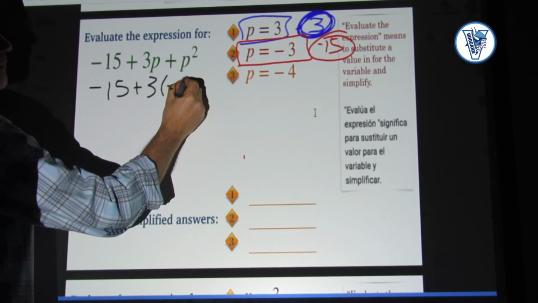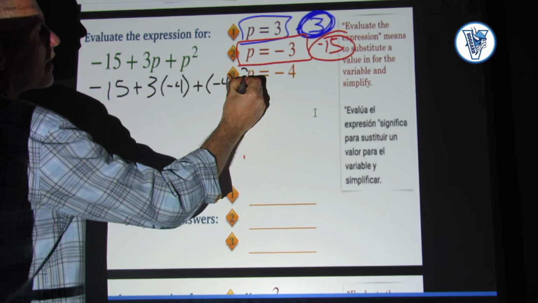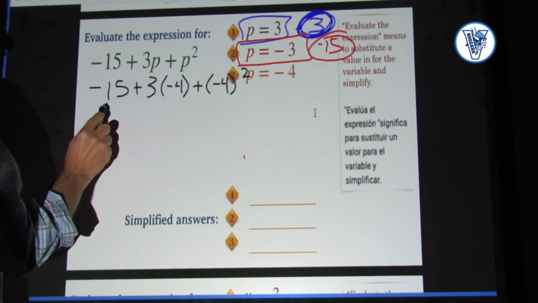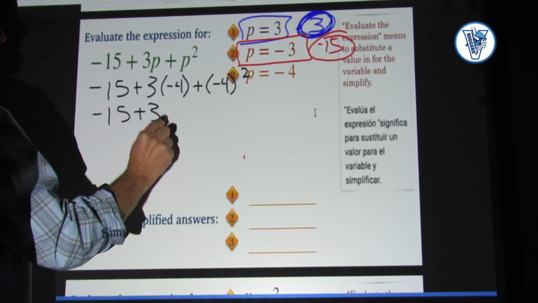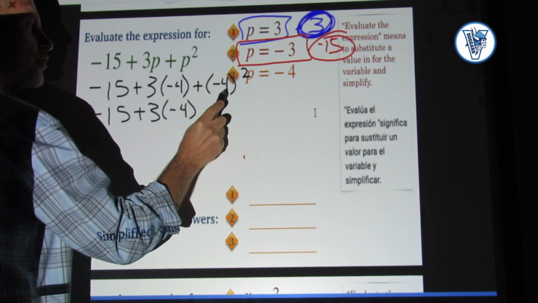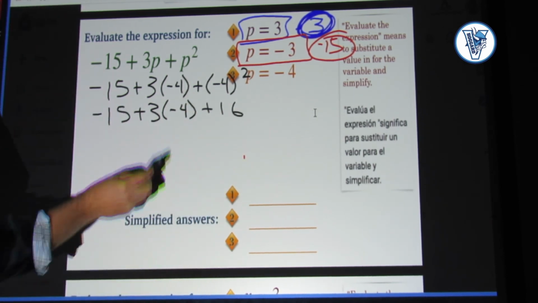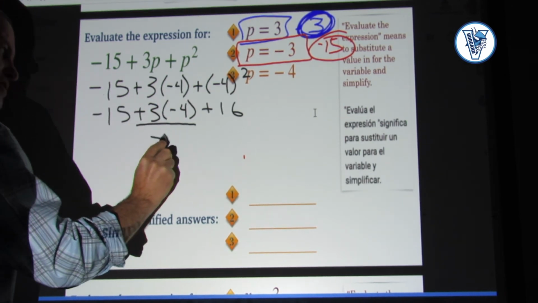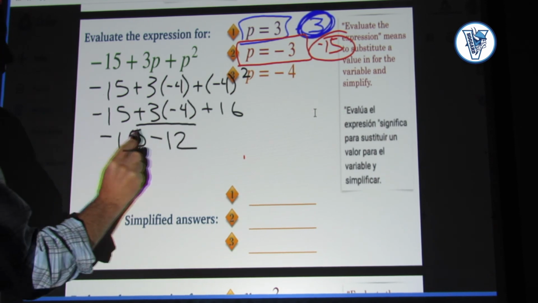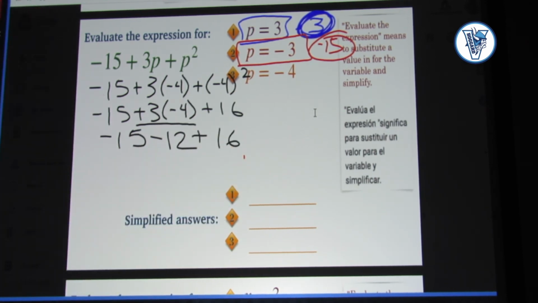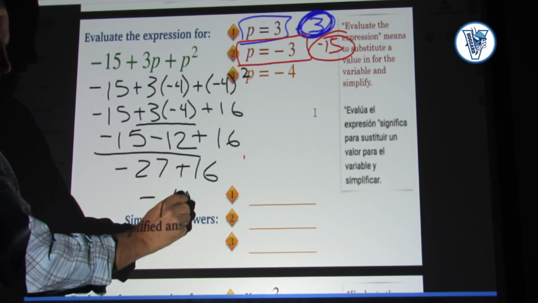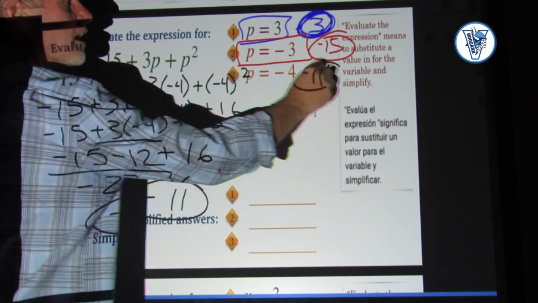Parentheses every time. I think we can read that fine. So again, our exponent will be first in our order of operations. Negative 4 times negative 4 is positive 16. Positive 3 times negative 4 is negative 12. That's another strategy of doing that. Just get it in your head. Write the answer down. Negative 15 minus 12 is negative 27. And negative 27 plus 16 is negative 11, our final answer there.